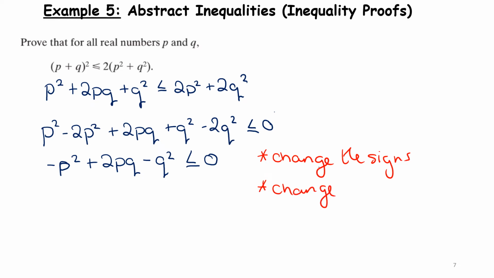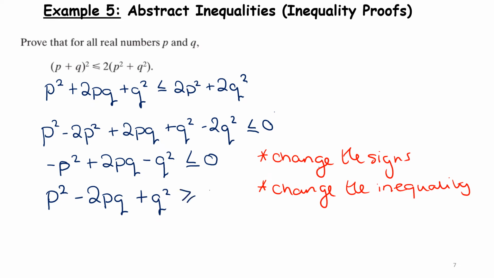which means it flips. So instead of being less than or equal to 0, it becomes greater than or equal to 0. So I get positive p squared minus 2pq plus q squared greater than or equal to 0. And this is simply p squared, no, apologies, (p minus q) all squared greater than or equal to 0. The minus coming from the fact that this middle term here is a negative, and you can double check that. So that is true.